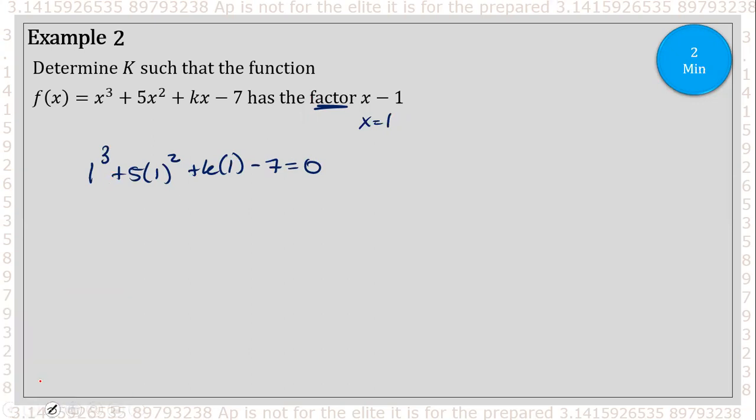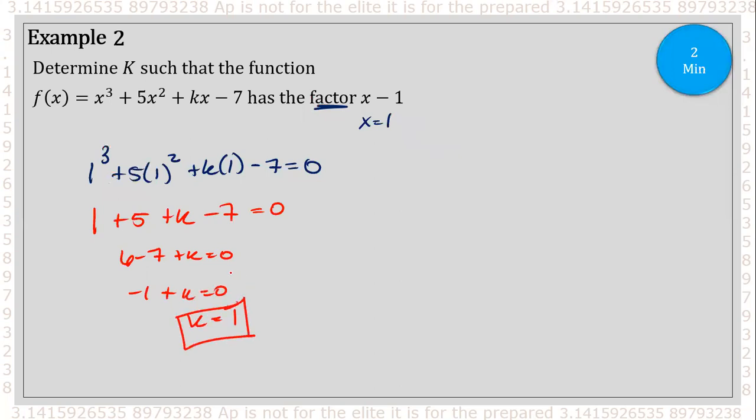All right, let's give this a try. So I got 1 plus 5 plus k minus 7 equals 0. And I'm going to go ahead and combine like terms. 6 minus 7 plus k equals 0. So therefore, I can see that negative 1 plus k equals 0. So k equals 1. Okay, all righty. So not that bad, right?